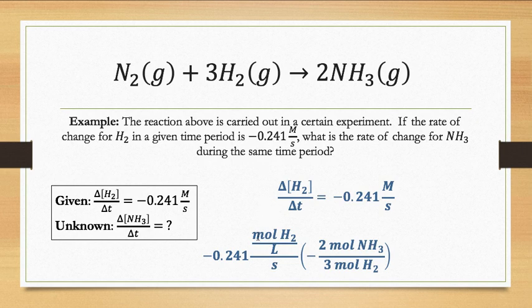Okay? So now if we look at it, our units should work out. Our moles of H2 will cancel out, and we'll be left with moles of NH3 per liter per second, or molarity per second, in terms of NH3. So we end up here with a positive 0.161 molarity per second.